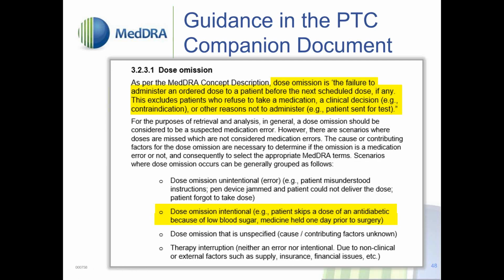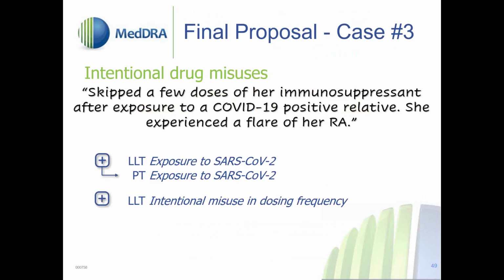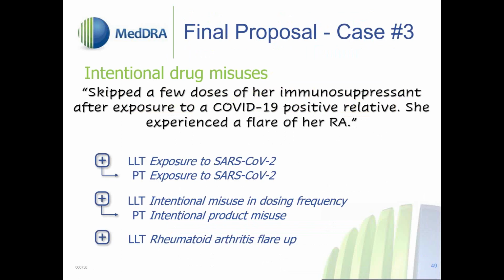And because several doses were omitted, the LLT intentional misuse in dosing frequency is the most specific LLT we can select. Here we are. We would code, first of all, the root cause, exposure to SARS-CoV-2. We would capture the actual deviation from the treatment regimen, the intentional misuse in dosing frequency under PT intentional product misuse. And we would, of course, also capture the subsequent adverse event in the patient, the aggravation of her underlying disease, that is the rheumatoid arthritis flare-up under PT rheumatoid arthritis. Any questions, Jane?